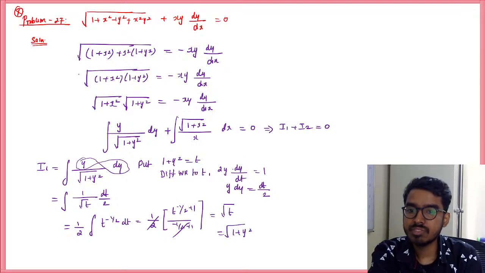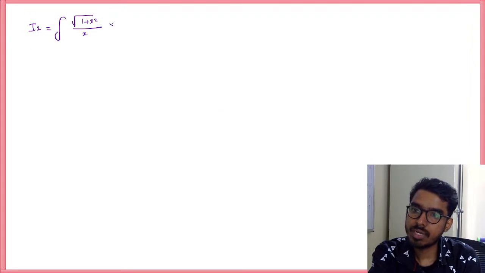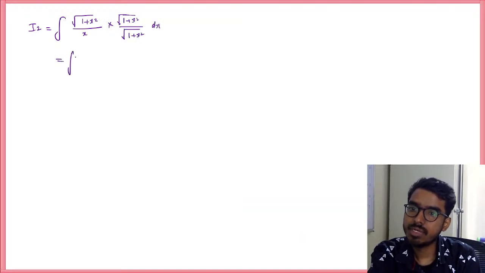And similarly for I2, so I2 is the integration of root of 1 plus x square by x. So just multiply and divide by root of 1 plus x square, which will be the integration of 1 plus x square divided by x into root of 1 plus x square dx.